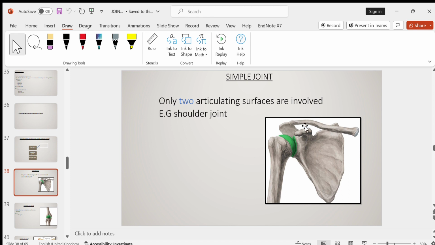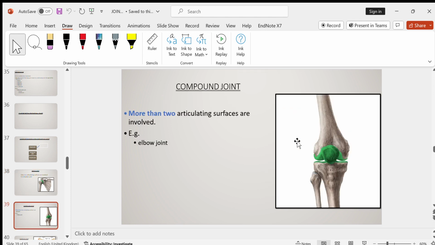A simple joint is the one where there are two articulating surfaces. For example, the shoulder joint, it has the head of humerus that is articulating with the scapula. So the two bones are articulating, and this is an example of a simple joint. A compound joint is the one where there are more than two articulating surfaces. For example, the elbow joint.